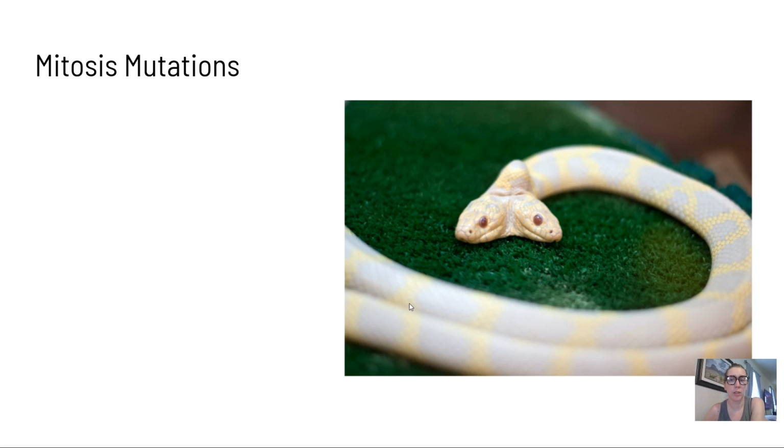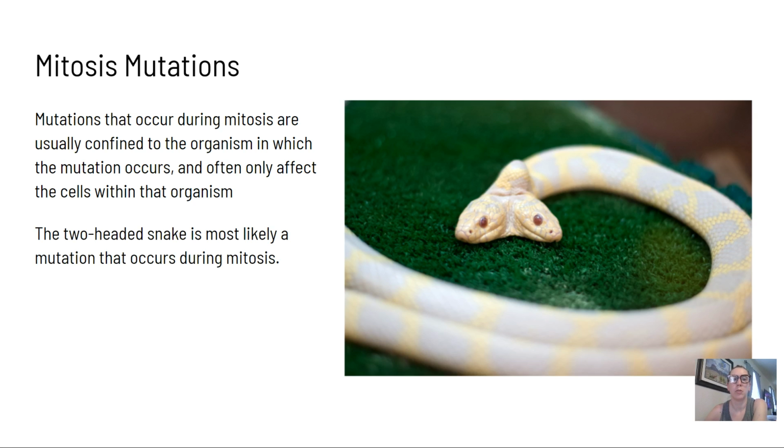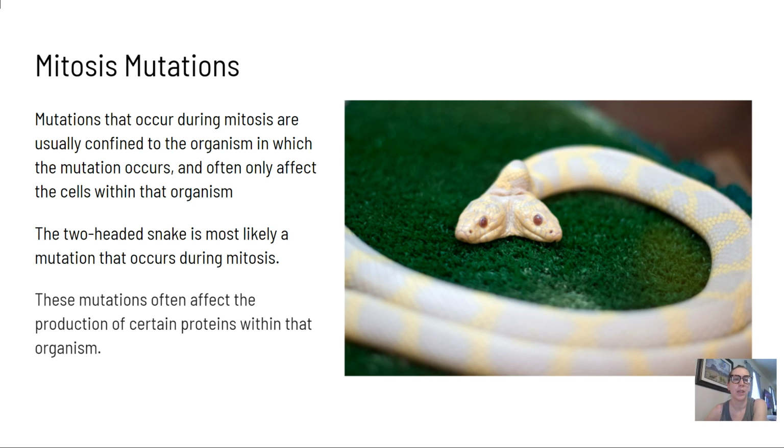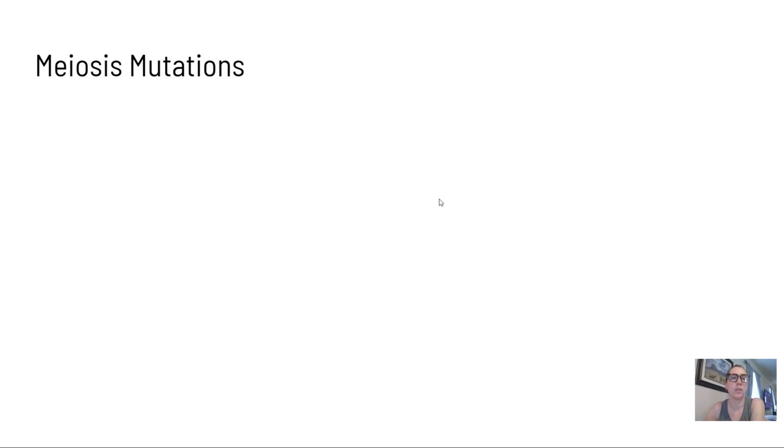We can also get mutations during mitosis. So look, the snake has 2 heads. Oh my goodness. Mutations that occur during mitosis are usually confined to the organism in which the mutation occurs and often only affect the cells within that organism. The 2-headed snake is most likely a mutation that occurred during mitosis. These mutations then affect the production of certain proteins within that organism, but we're not affecting the entire population of the species. So this whole population of snakes do not have 2 heads. It's a mitosis mutation, so it's only affecting that individual.